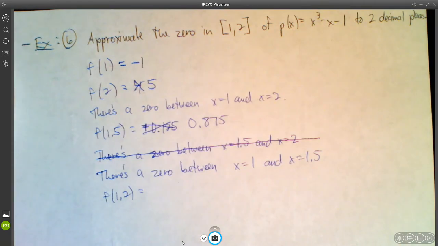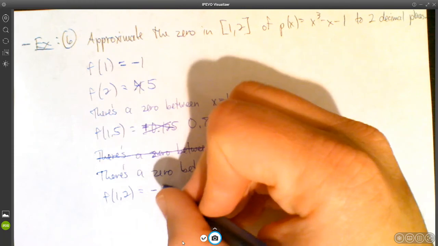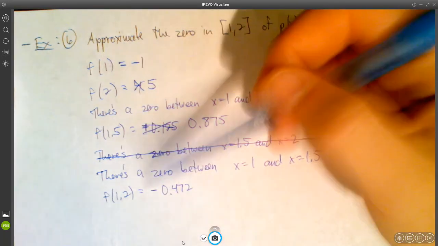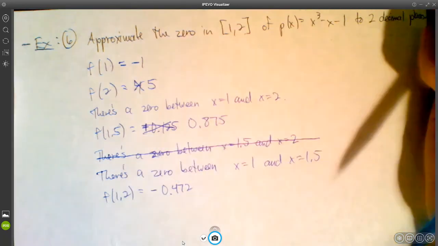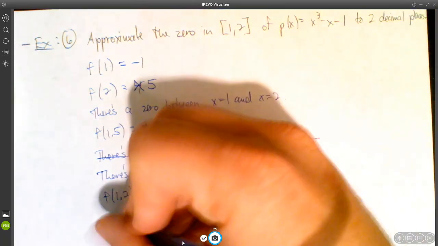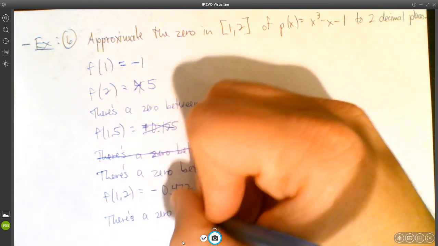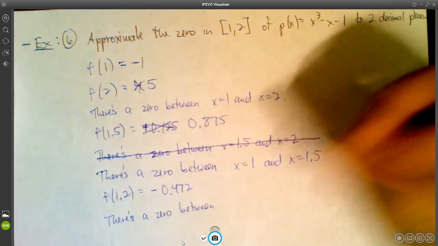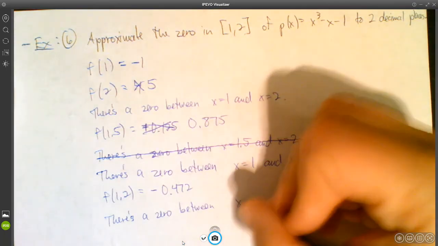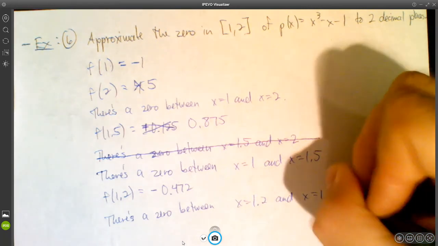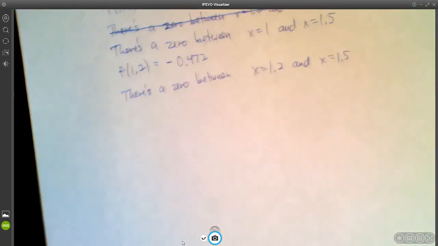Let me enter this more carefully. 1.2 cubed minus 1.2 minus 1 is negative 0.472. Okay, so I'm negative at x equals 1, and I'm still negative by the time I hit 1.2. So that tells me there's a 0 between x equals 1.2 and x equals 1.5. Okay, so let's check. Well, maybe let's check 1.3.